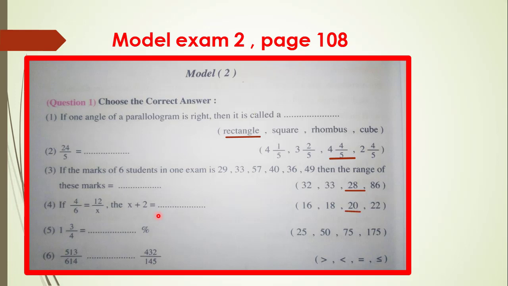So I choose 20. 1 and 3 over 4 equal how many percent? Just multiply 1 and 3 over 4 by 100. The result will be 175.